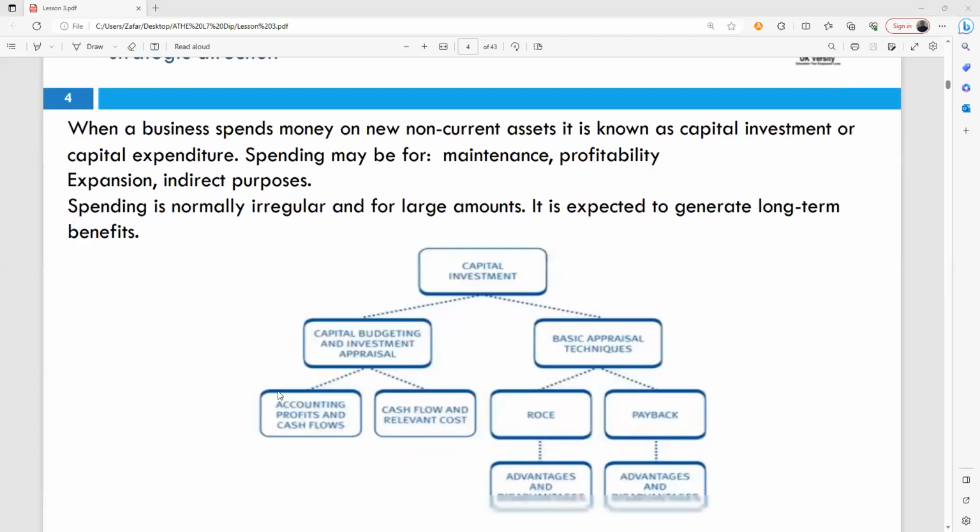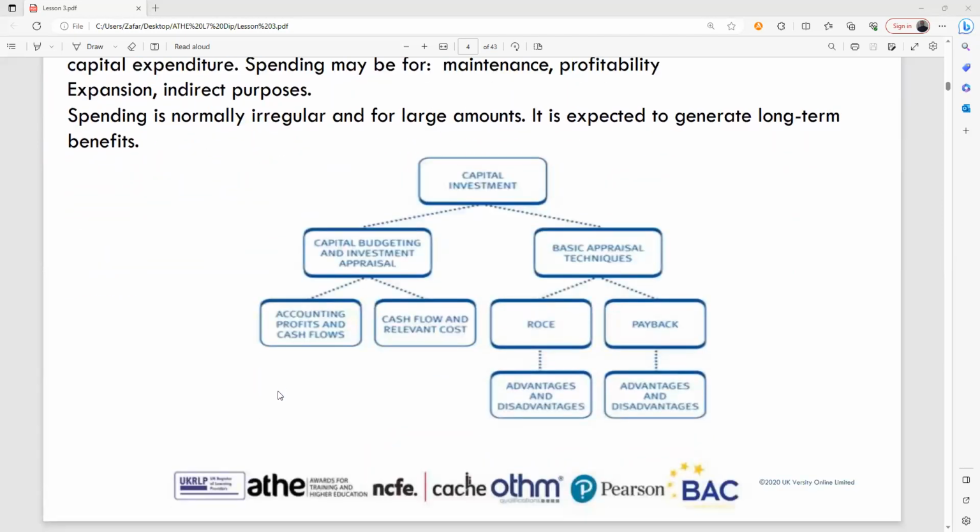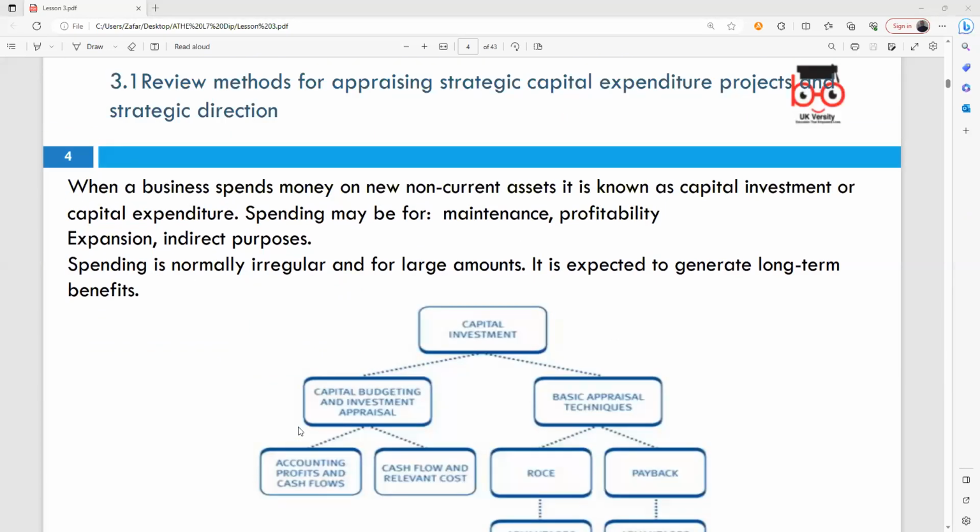For example, if a company wants to invest in a long-term project like a building, that's known as capital expenditure. If they want to buy new machinery or a new piece of land, this is also known as capital expenditure. And running that machinery, for example oil, repairs, or the wages of the personnel operating that machinery, is known as running expenses, or revenue expenditure.